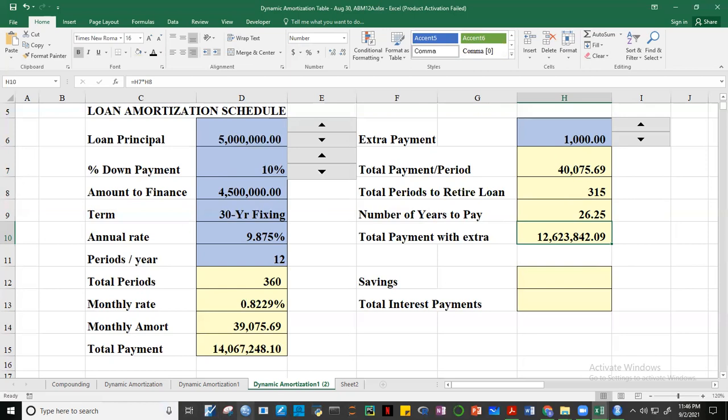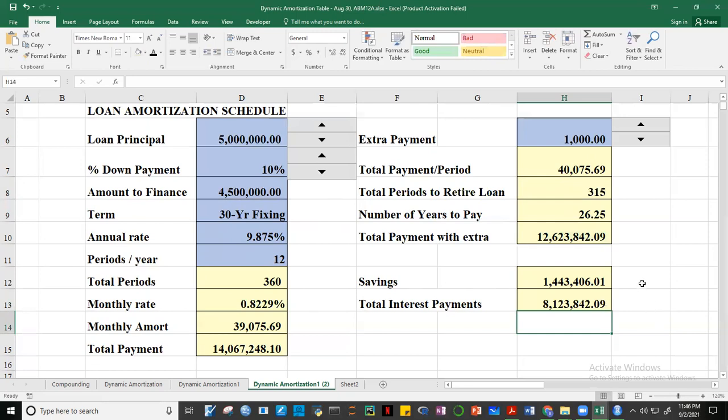It will be less compared to 14 million if we're not having extra payments. The savings is just the difference between the total payment without extra payment minus the total payment with extra. And the total interest payments will be the total payments with extra minus the principal of 4,500.